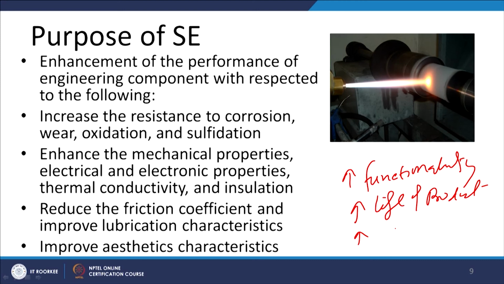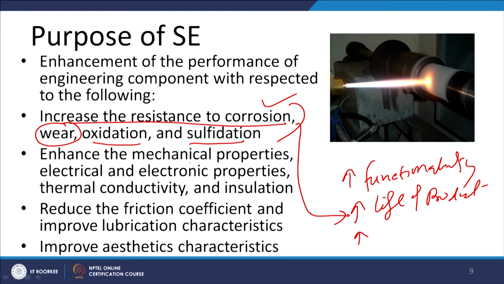So, the primary purpose of surface engineering is to increase the resistance to wear, basically through different modes like corrosion, oxidation, sulfidation and different forms of wear. Improving the surface properties so that functionality can be improved. So, the first one is for improving the life, enhancing the mechanical properties, electrical and electronic properties, thermal properties, optical properties, and insulation, means thermal and electrical insulation. These are used for improving the functionality of the product.